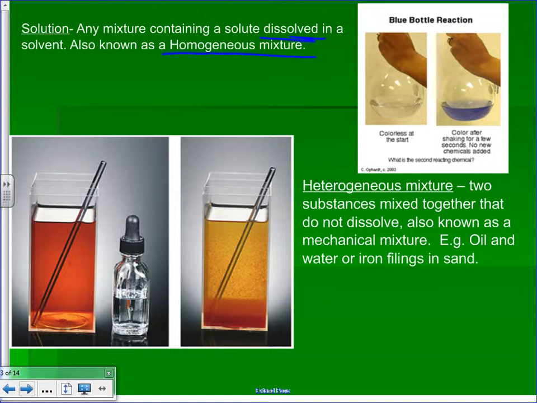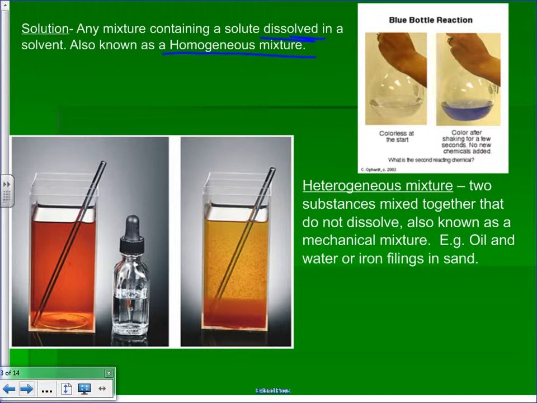If you go to Subway and you ask for salt and pepper, they have it in the same shaker. Is the salt dissolved in the pepper? No, it's a mechanical mixture. It's a heterogeneous mixture. They're both in there, but they're not mixed, they're not dissolved in one another. Oil and water, iron filings and sand, things like that.